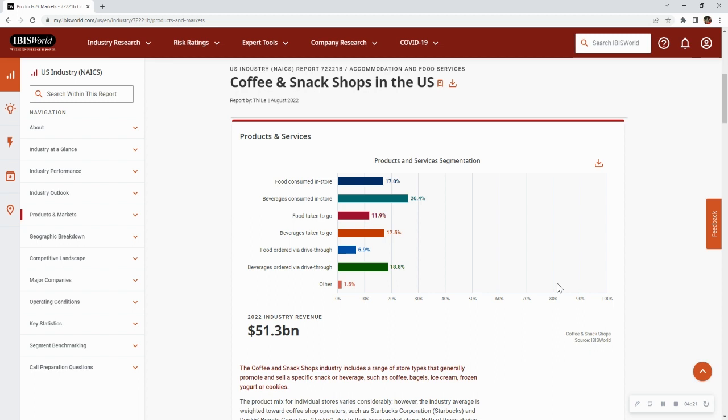Is it a larger share than the industry average, a smaller share? And if so, what does that mean? Are they a specialist in their field? Are they in a niche market?